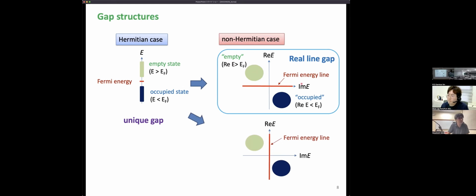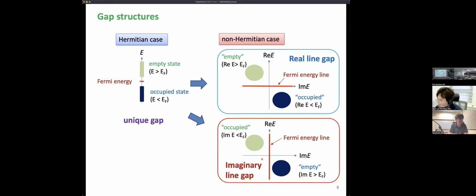Instead of this line, we can also consider this Fermi energy line. Even in this case, the system has a gap because there is no overlap between the state and the Fermi energy line. Here, this is occupied because the imaginary part of the energy is less than the Fermi energy, and this is empty because the imaginary part of the energy is greater than the Fermi energy. So by using this Fermi line, we can define another line gap. We say that this is the imaginary line gap because we refer to the imaginary part of the energy to define the occupied and empty states.